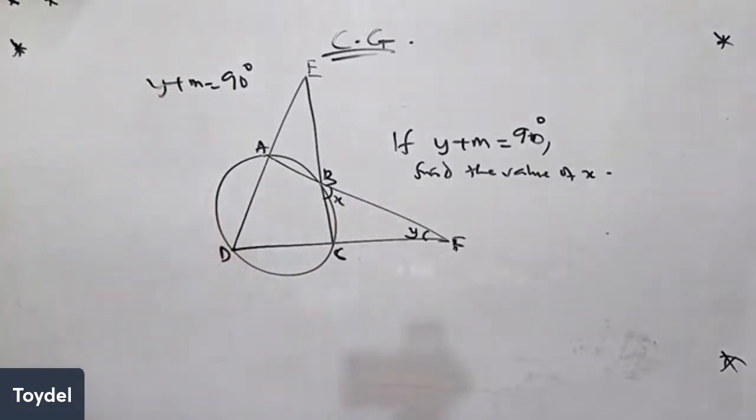Something is wrong here. There's an omission here. We should have M somewhere. Let me check the question from another perspective. Since we have the statement where Y plus M is equal to 90 degrees, I think something is wrong with the question. There should be M somewhere. Let me check another past question, because that's an incomplete statement.